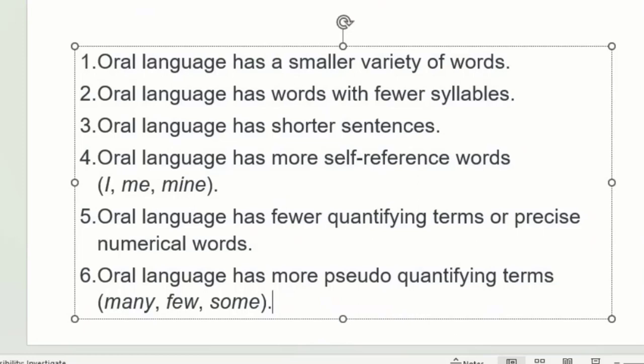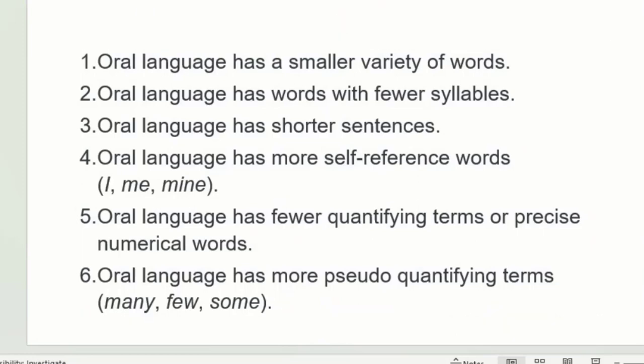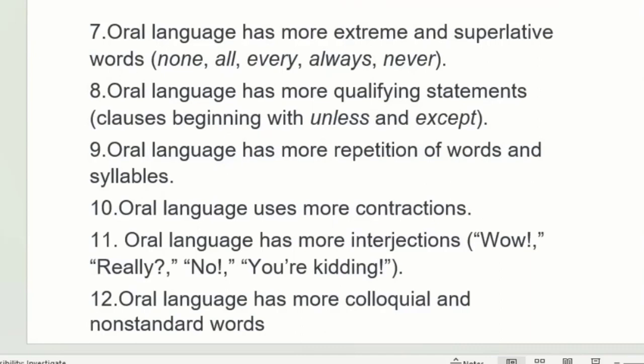this next slide. Oral language has more extreme and superlative words. Extreme and superlative. None, all, every, always, and never. Those are examples. Extreme. I will never die. That's extreme. I say I will never die, but I don't control my life. That's extreme and superlative.